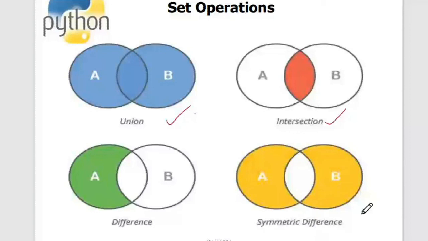I want all of you to make a note of this particular diagram. So what are the four set operations? Union, intersection, difference, symmetric difference. What will be the output of union? When I apply union on two sets, what will be the output? It gives the whole result, ma'am. A and B. Intersection? It gives the common elements, ma'am. Difference?